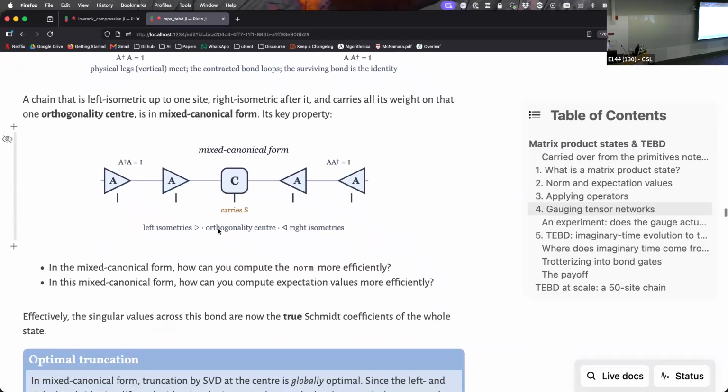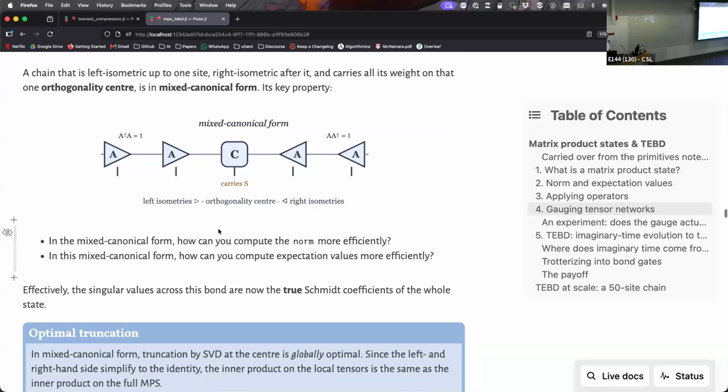And one thing that you can think about here is, in this form, what would the norm of such a state look like? If you recall, to compute a norm, we just sandwich the thing with its conjugate. The sum of singular values squared is one. Yes, basically yes. And I will make some drawings on the whiteboard. Let me know if you cannot see them, right?